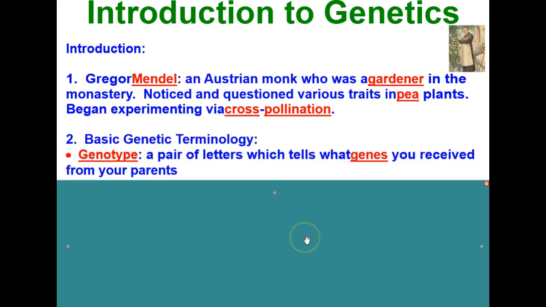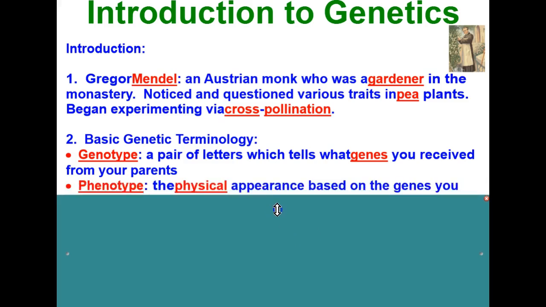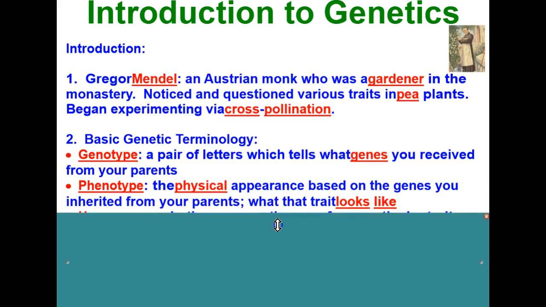Our first term is genotype. Genotype is a pair of letters which tells what genes you received from your parents. We'll give an example of that here in a moment. Your phenotype is the physical appearance based on the genes you inherited from your parents. This is what the trait looks like.